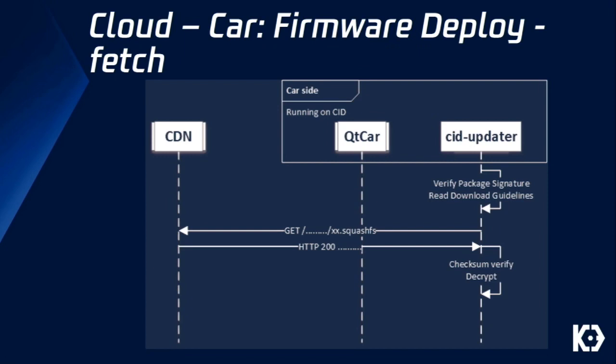It's actually something that contains a URL from a CDN, a key, and the checksum for the new bundle. And the CID updater will download the firmware bundle from the CDN. And once downloaded, it will check its checksum and decrypt it if possible. After decrypting, of course, if any error occurred, it will just break. So, what will happen if something breaks?